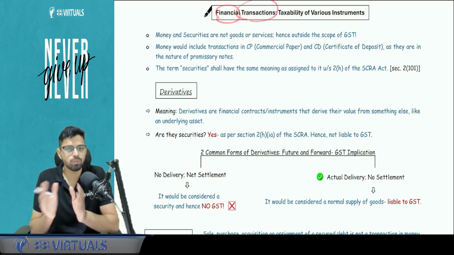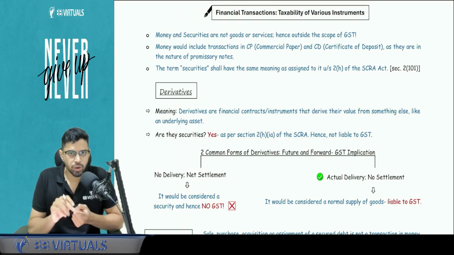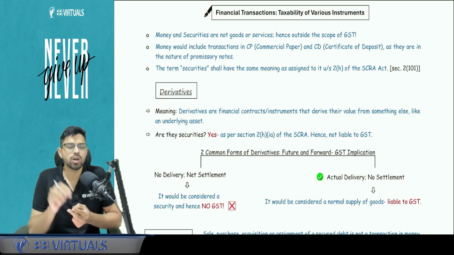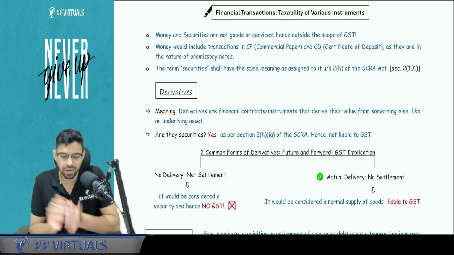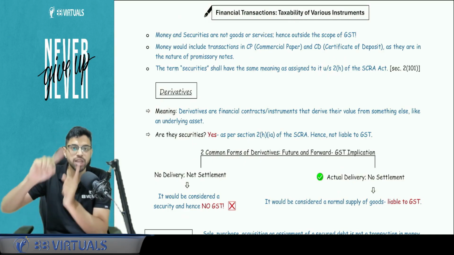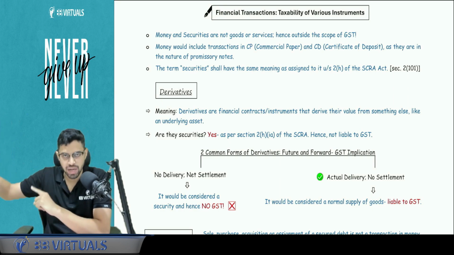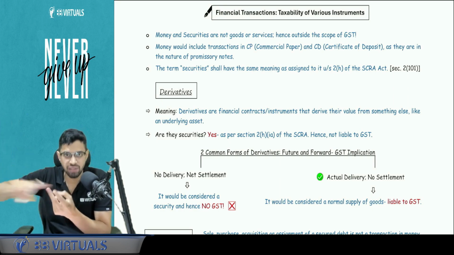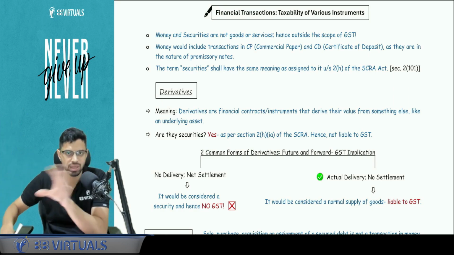Financial transactions: certain important points to be understood. Money and securities are outside the scope of GST. Securities per se is not defined under the CGST Act, but it is defined under section 2 clause (h) of the Securities Contract Regulation Act, which includes shares, securities, derivatives, preference shares, debt instruments, everything is covered there.